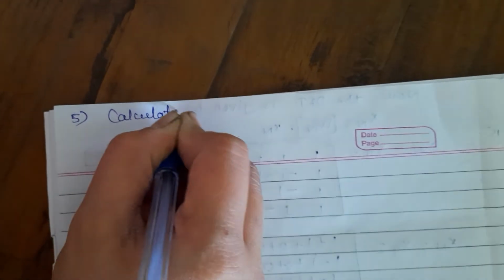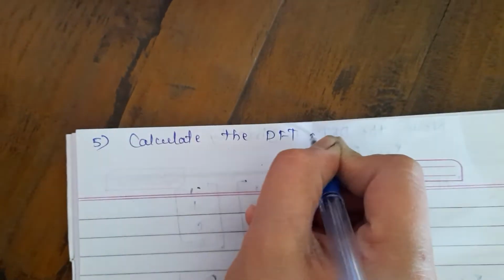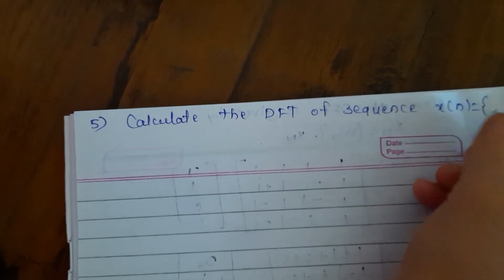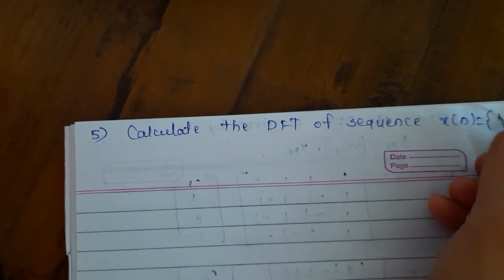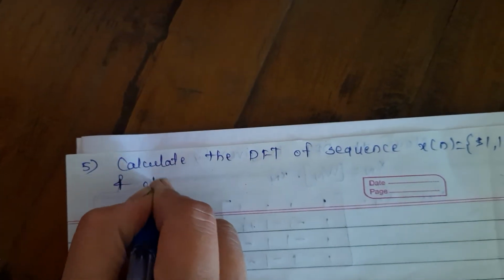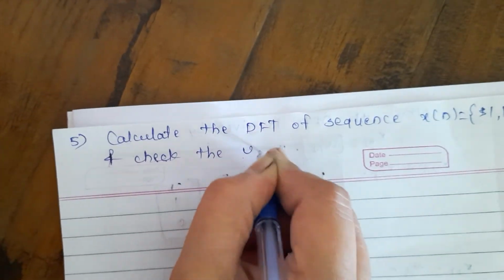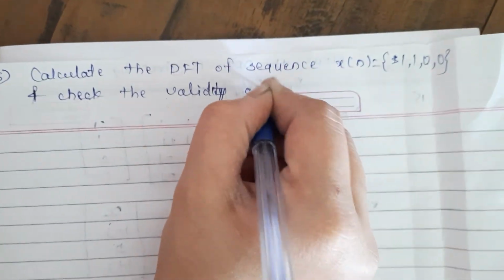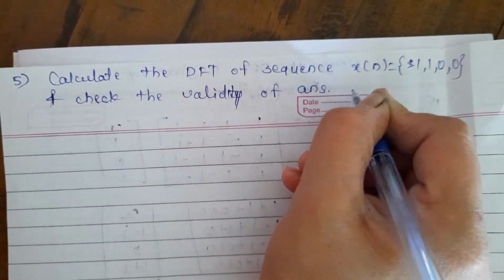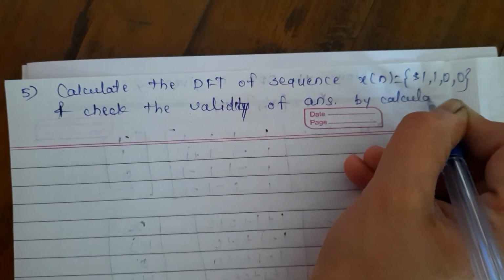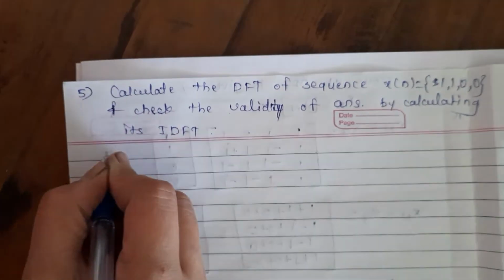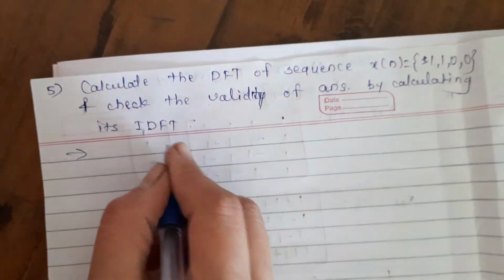Next problem, calculate the DFT of the sequence x of n is equal to 1 1 0 0 and check the validity of the answer by calculating its IDFT. So first we will compute the 4-point DFT.